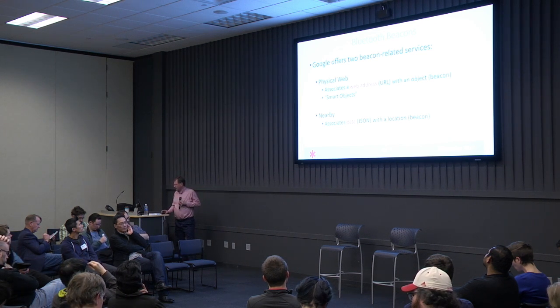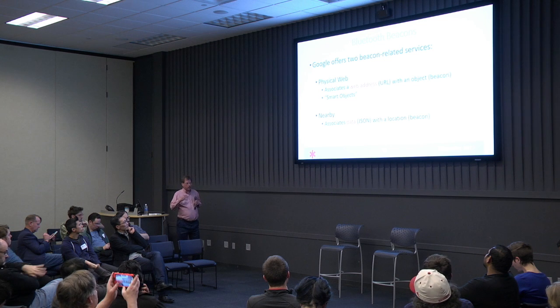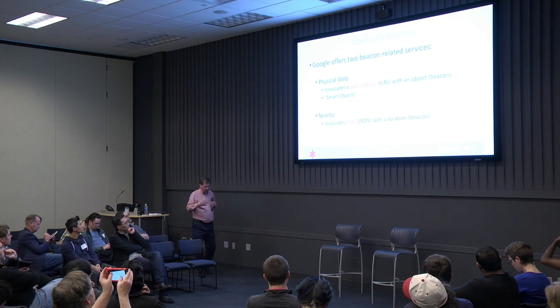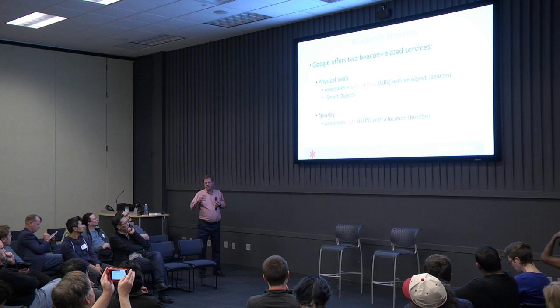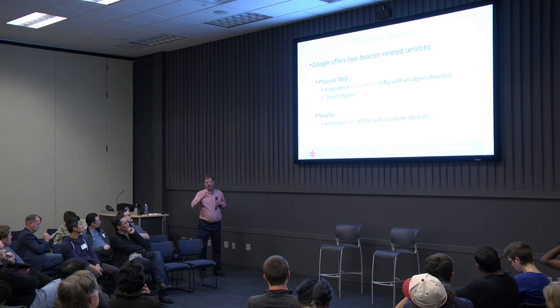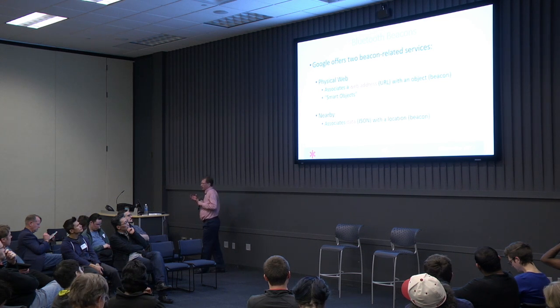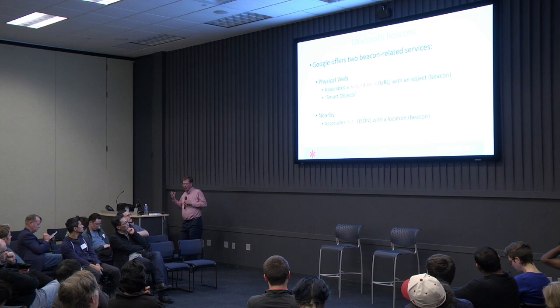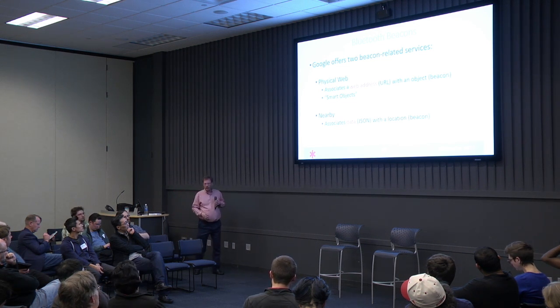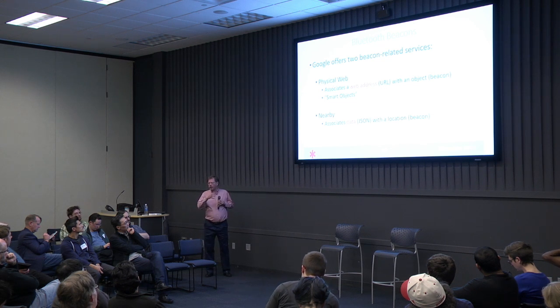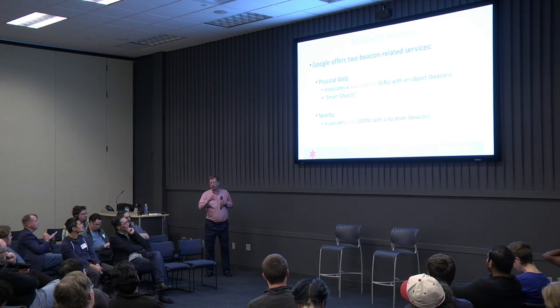One is the physical web model, which I think was the original model within Google. And the idea here is that beacons will associate URLs with objects. They'll become smart objects. So that vending machine will have a URL, and then with that URL you can use the web browser to learn more information. The beacons that you see are all announcing a URL in one form or another.